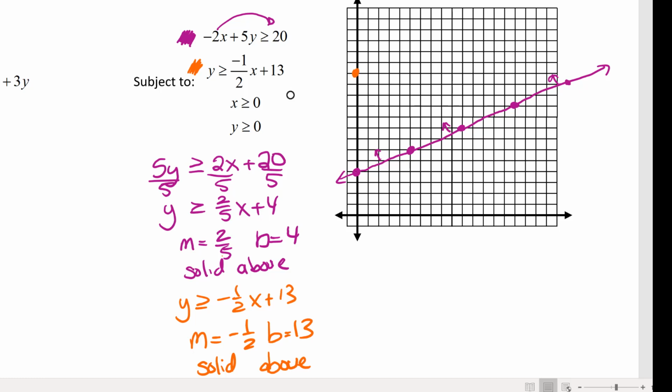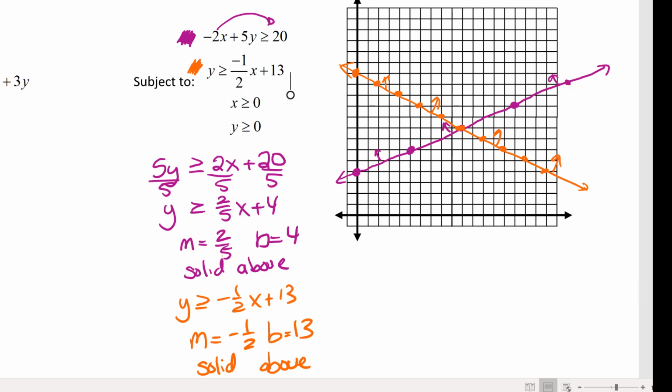And from there, I'm going to go down 1, right 2, down 1, right 2. Looks like I intersected the purple line. And I draw a solid line. And I'm going to be shading above.